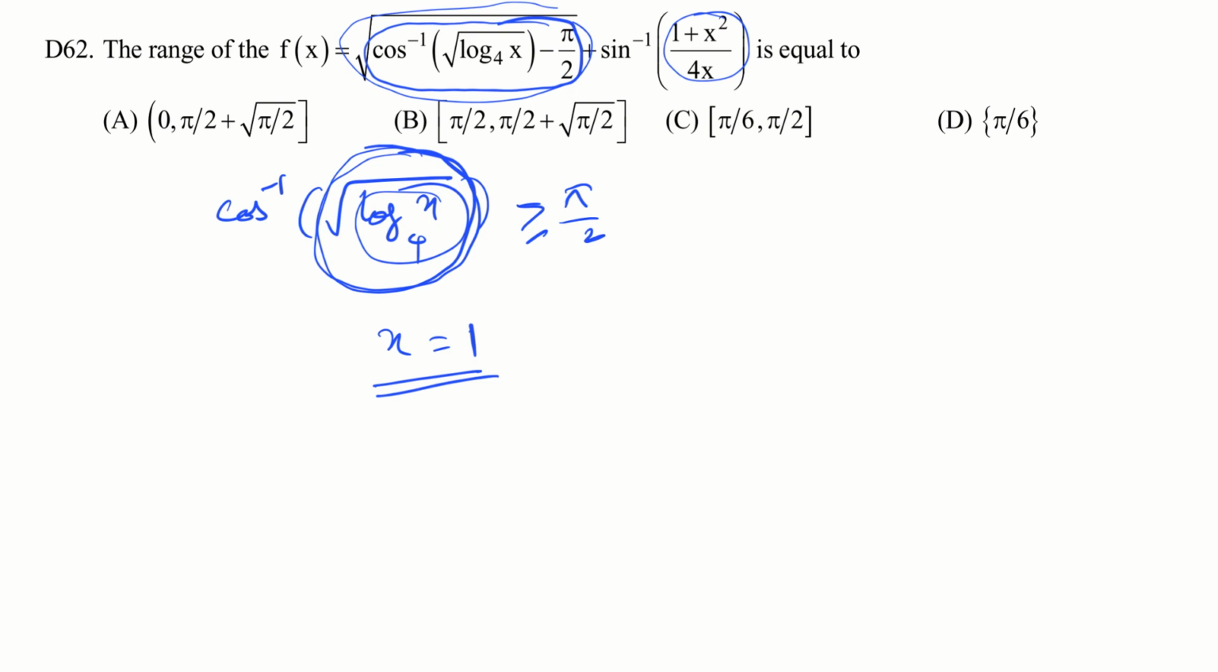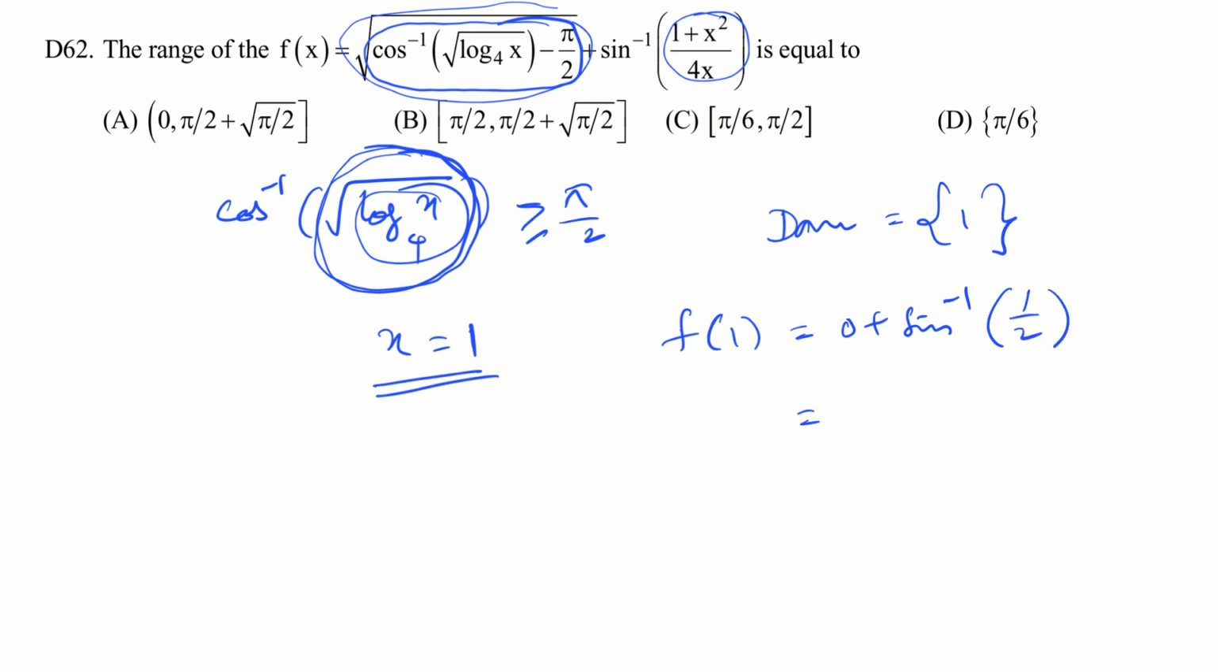Therefore the domain of the function is nothing but a set having only one element, namely 1. Now you simply go for f of 1. The first part obviously is 0 plus sine inverse of 2 by 4, I'll get 1 by 2, so that is 30 degrees, means pi by 6. Therefore the range is nothing but just the singleton pi by 6. Let's go to the next problem.